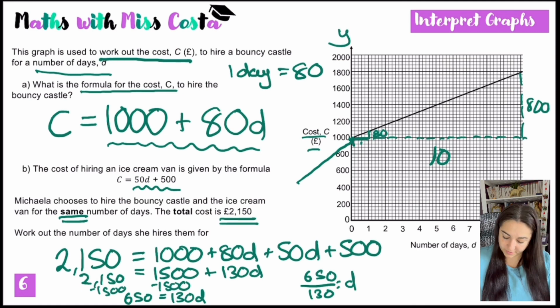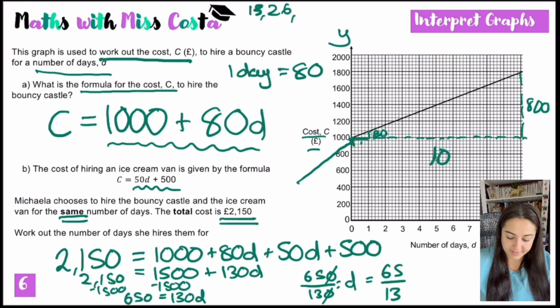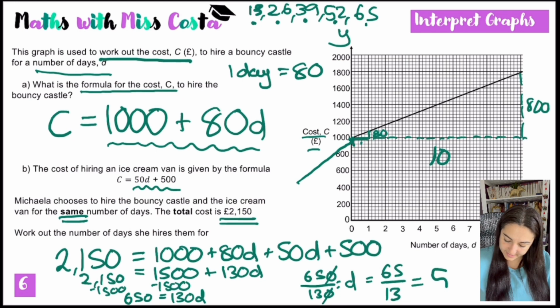So how can I do that? Well, if I've got hundreds, I can just divide by 10. So divide both by 10, I'm left with 65 divided by 13. And if you can't do the bus stop method with two numbers, then just do repeated addition. So I know 13 plus 13 is 26, plus 13 is 39, plus 13 is 52, plus 13 is 65. So just keep going until you reach the number. So 1, 2, 3, 4, 5. 65 divided by 13 is 5. So she hires them both for 5 days.